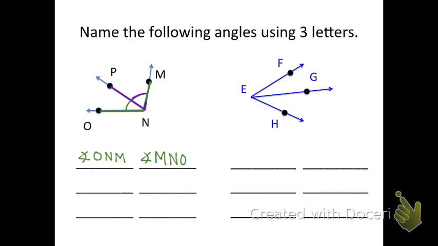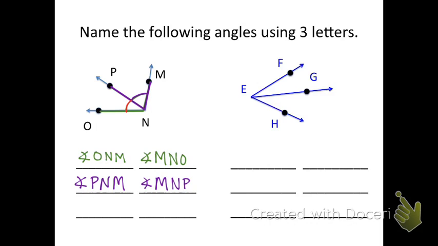The second angle that we're going to look at is the purple angle. And that angle is angle PNM. Again, N is the vertex that's in the middle. Another way to write the name of that angle would be angle MNP. Again, just reversing the first and third letters.